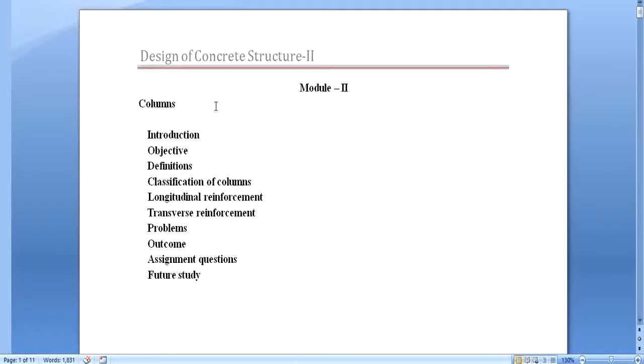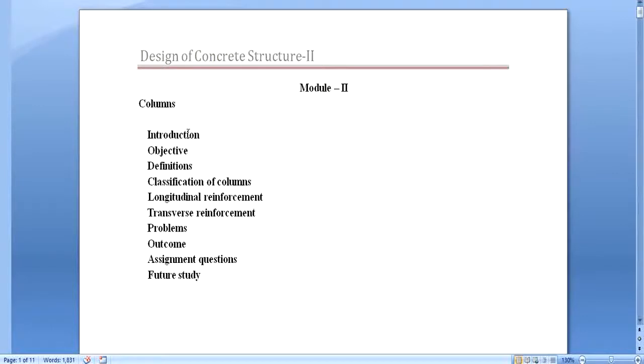But beams are supported on columns. Let us think that here there is one column and here there is another. The beam will try to push down these two columns, so they are subjected to compression. So columns are mainly compression members.